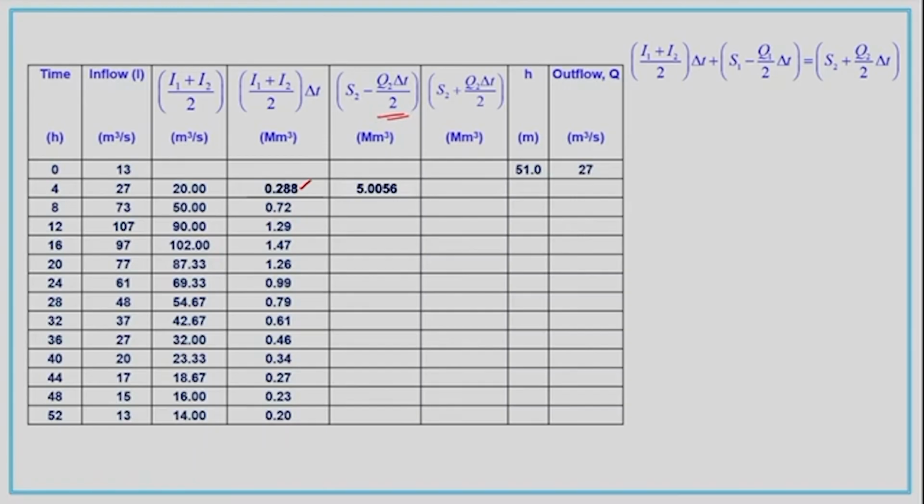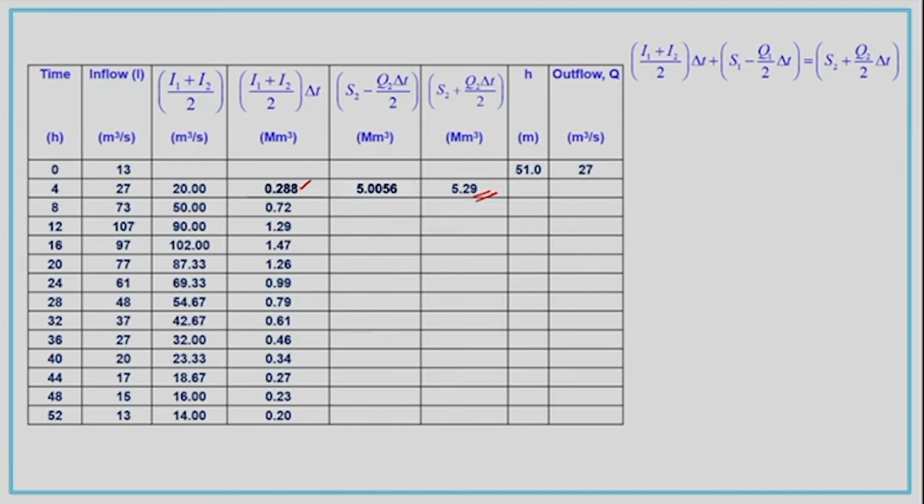Now, look at this equation: I1 plus I2 by 2 delta T plus S1 minus Q1 by 2 delta T is giving us the value corresponding to S2 plus Q2 by 2 delta T. So, we will add the values in this column I1 plus I2 by 2 delta T and S2 minus Q2 delta T by 2 together, 5.29, corresponding to our indicative storage S2 plus Q2 delta T by 2. Now, what is the next step?